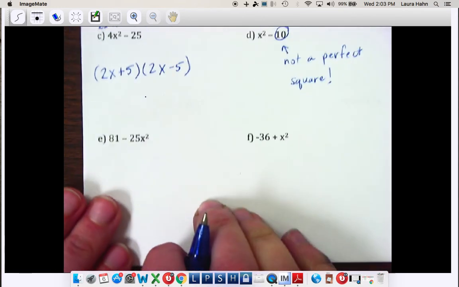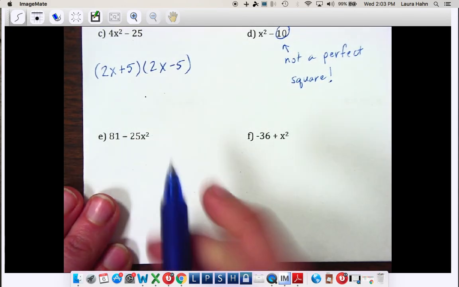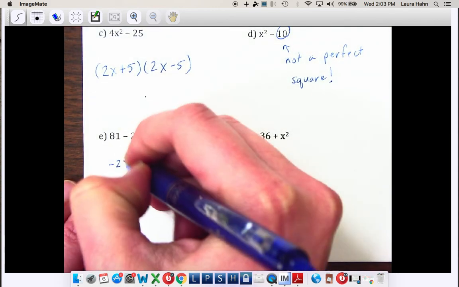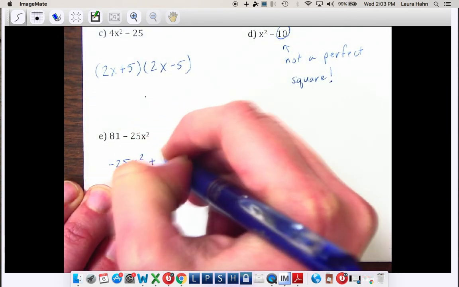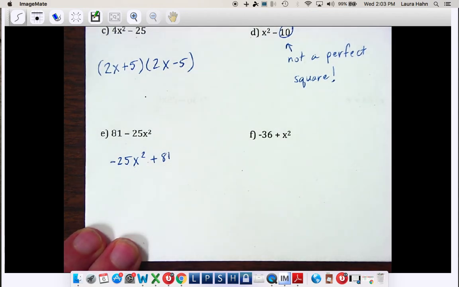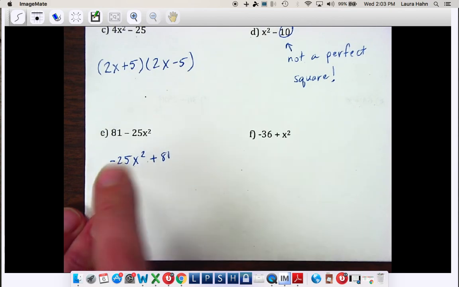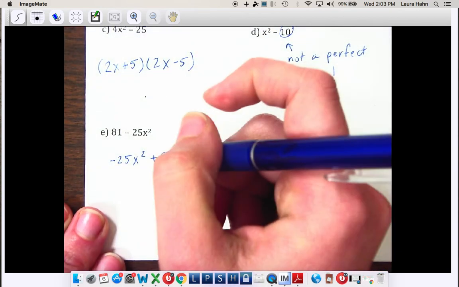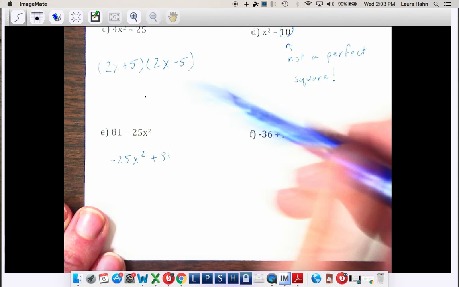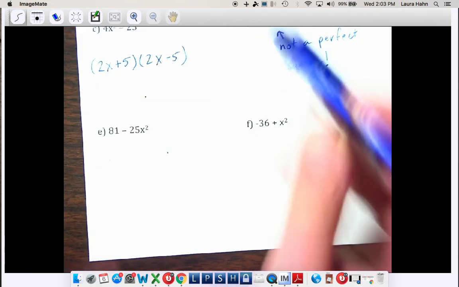Okay, on this next one, I don't like the way it's written, so I'm going to flip-flop it. If I flip-flop it, it would say negative 25x squared plus 81. Some of you might be like, hey, that's a plus sign, not the difference. But this first term is a negative, so what I'm going to do is, just kidding. We can keep it that way, sorry. Not going to flip-flop that one.